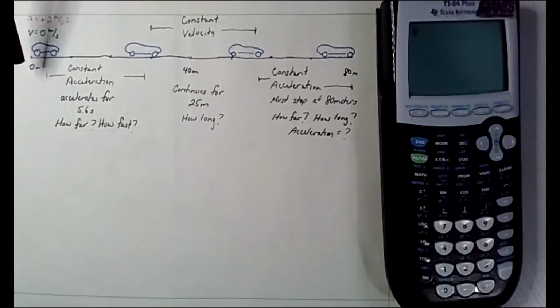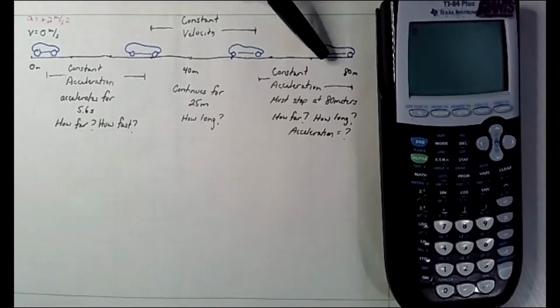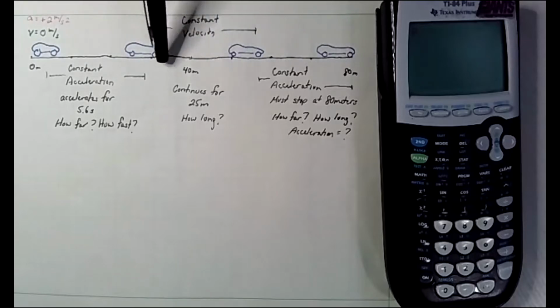Now, here's our reference point. We have to assign a place where we call 0. And then at various points along the way, we're going to keep track of how fast the car is going and where it is and time. And here's our 80 meters, and then roughly I've marked off intervals of about 10 meters just so we can get a sense about how things worked out.